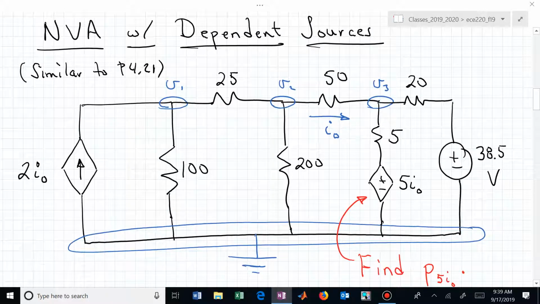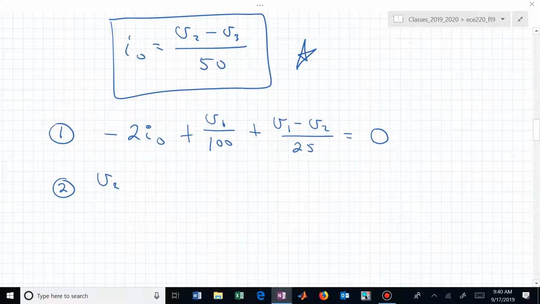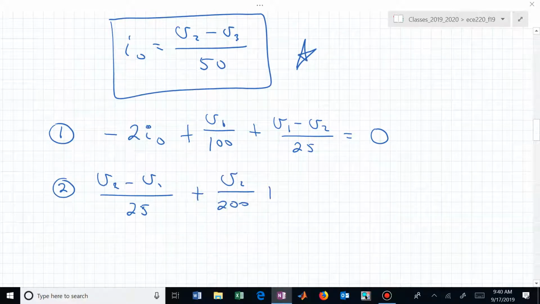At node 2, currents going out, we have V2 minus V1 over 25. That's going to the left. V2 over 200, that's going down. And V2 minus V3 over 50, that's going to the right. Those are the 3 currents leaving node 2, and we'll set those equal to 0. That's KCL number 2. V2 minus V1 over 25. The down was V2 over 200. And finally, we had V2 minus V sub 3 over 50.